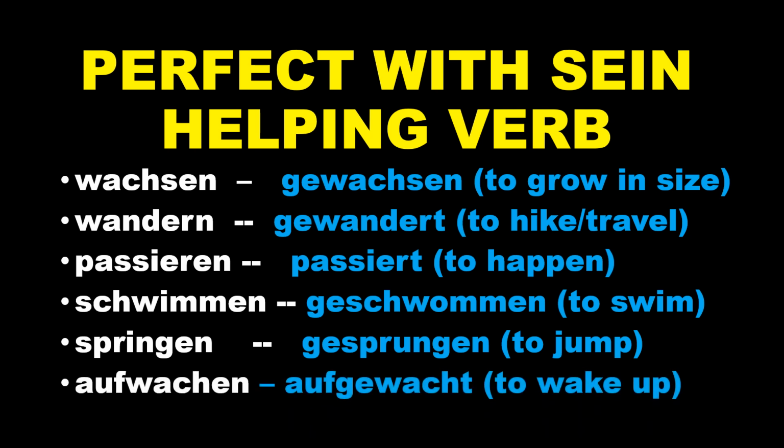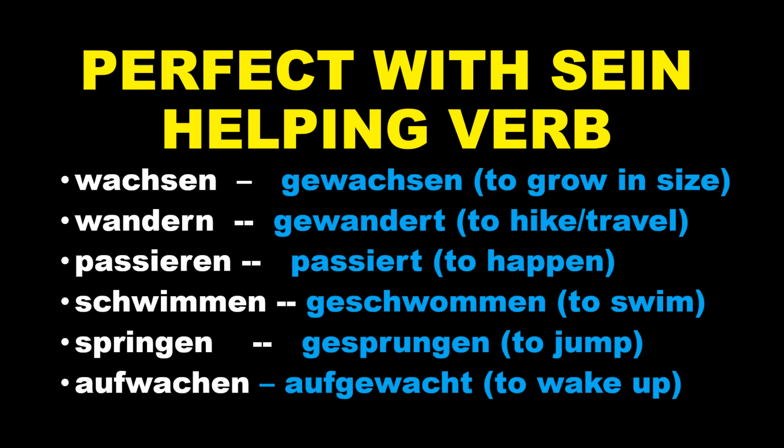Next verb is aufwachen. Auf is a separable prefix. Aufgewacht, which means to wake up. Definitely the condition is changing. You are sleeping and you are now awake. So the condition is changed. That is why it is with the sein helping verb. Aufwachen, aufgewacht. Once again, along with me, please repeat. Gewachsen, gewandert, passiert, geschwommen, gesprungen, aufgewacht.